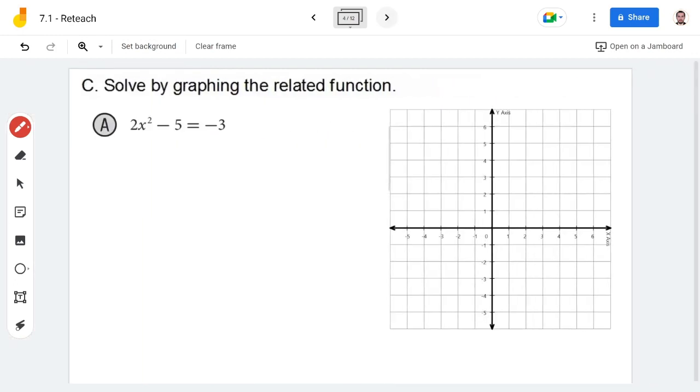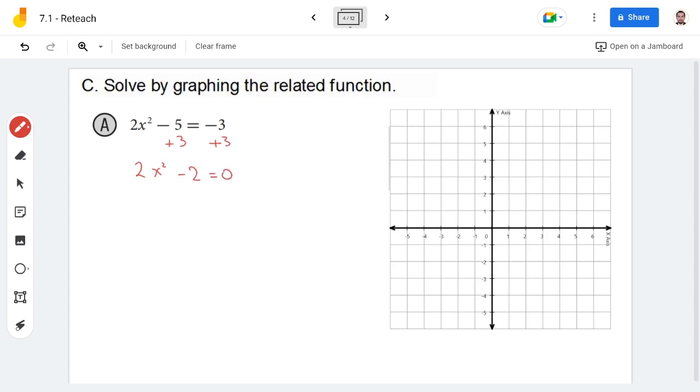Okay, now if you look at this function, it's not similar to standard form. How can I graph it without using standard form? Okay, first of all, we know that this one is 2x squared minus 5 equal to minus 3. Now let's try to solve this equation here, which means let's add 3 to both sides. So it will be 2x squared minus 2 equal 0.